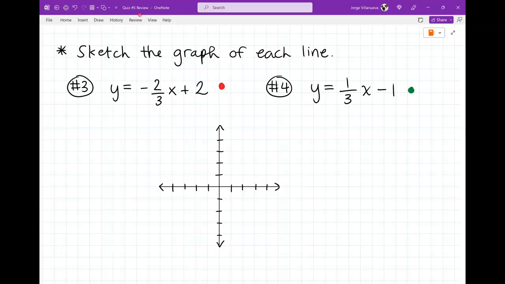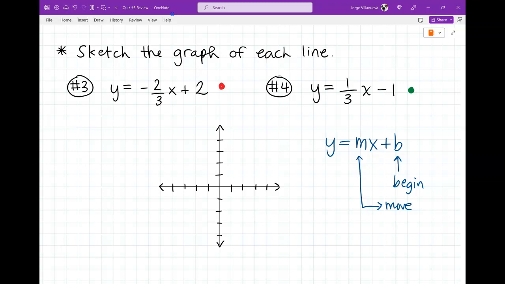So the idea is this. You're going to be using slope-intercept form. Actually, let me write this in blue here. That way it doesn't match up. You're using this idea, y equals mx plus b, where you begin here and then you move. You begin at a certain number on the y-axis and then you move.